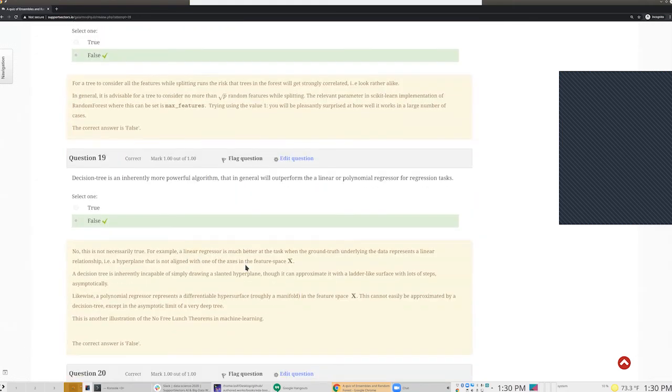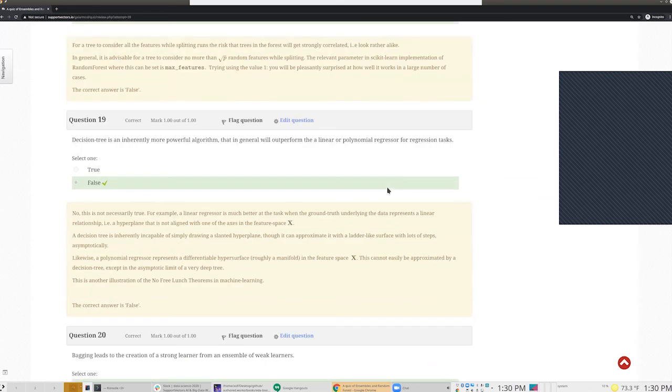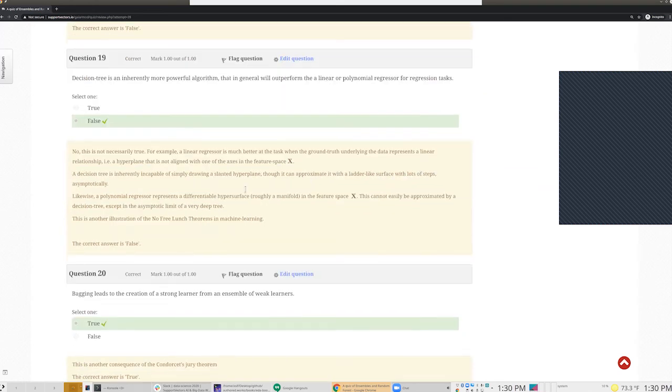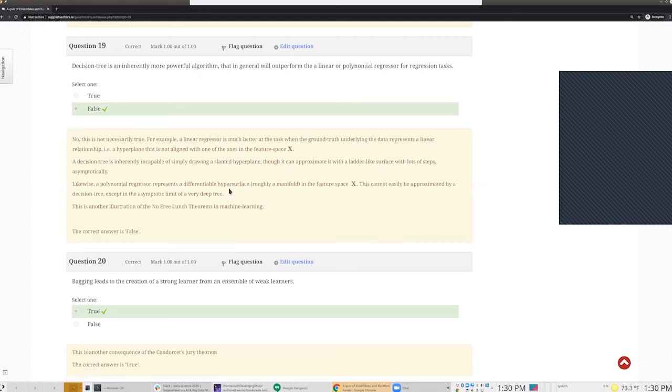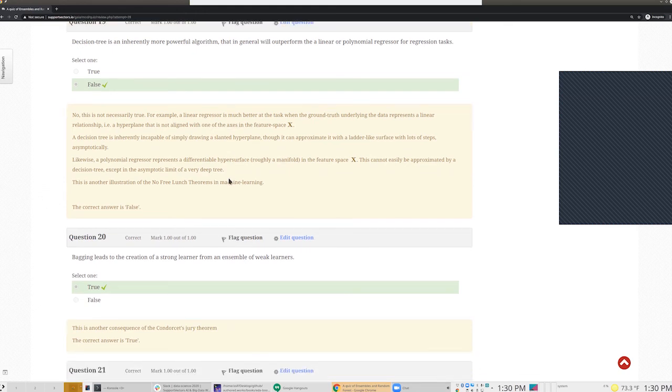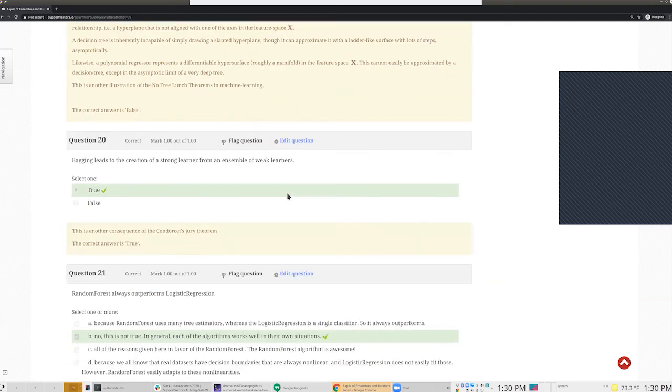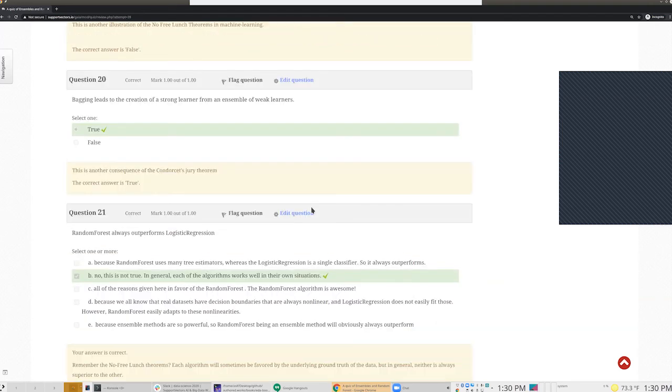Decision tree is inherently a more powerful algorithm than linear and polynomial regression. Once again, no, certainly not true. We talked about it. If your decision boundary, or your regression plane, happens to be a slanted hyperplane, decision tree will not in general outperform simple linear regression, for example. Bagging leads to the creation of a strong learner from an ensemble of weak learners. True. In fact, that is literally Condorcet's theorem.